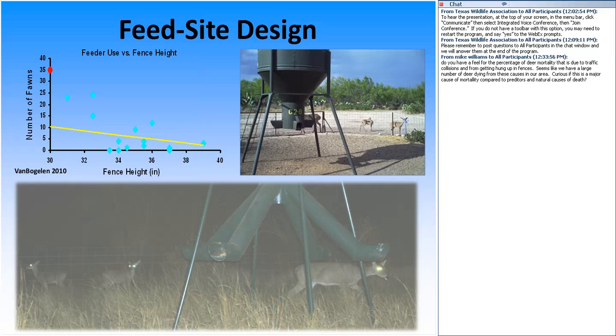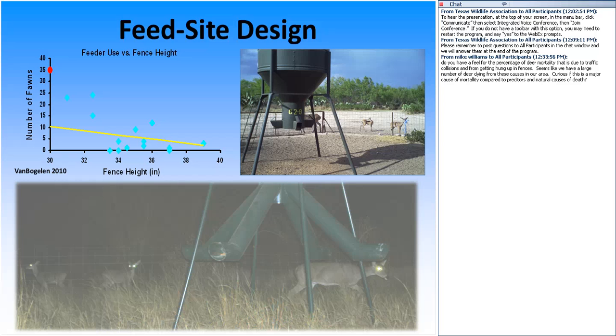Chris Van Bogen, when he was doing his project, looked into this in a little more detail. What he did, he took all the feed sites that were in his study site, and he recognized that the lowest point in the pen surrounding the feeder, the lowest fence height, varied from one feed site to the next. And so he measured the lowest part of the fence on each of these feed sites. And that's what's on the x-axis, this little graph in the upper left-hand side of the slide. And then he ran cameras at all these and recorded the number of pictures of fawns in each of these.